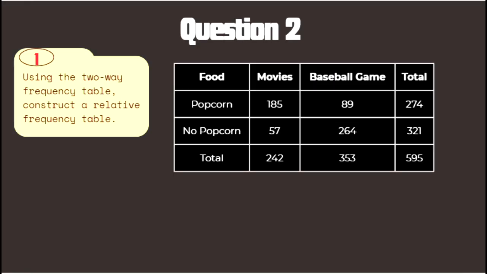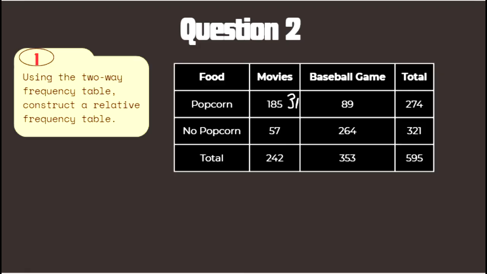Here's question number 2. Using the two-way frequency table, construct a relative frequency table. Okay, so this is all you. They want you to make a relative frequency table, which means it has percentages here. Pause it, figure it out, come back. Okay, so in order to fill in these 4 squares, you need to use this total. So 185 divided by 595 is going to give you 31%. So this one's going to be 31%.